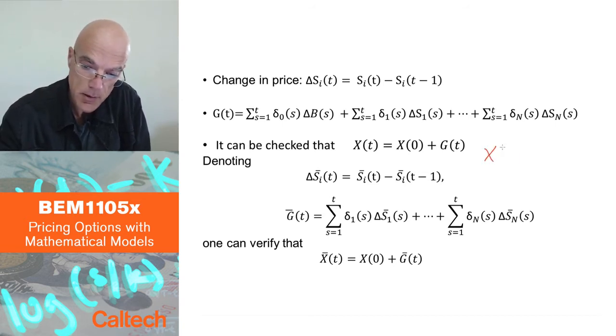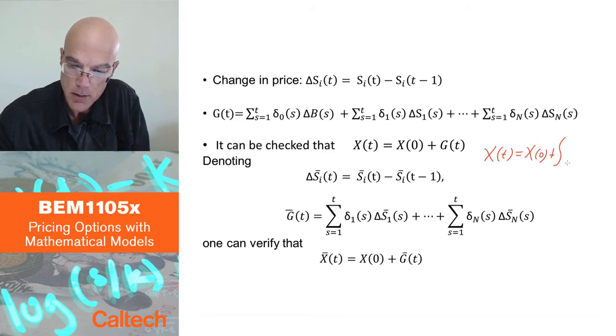X of t is going to be equal to x of 0 plus an integral, and then there is going to be a sum over all assets. But let's say there are only 2 assets. So it's going to be an integral from 0 to t.